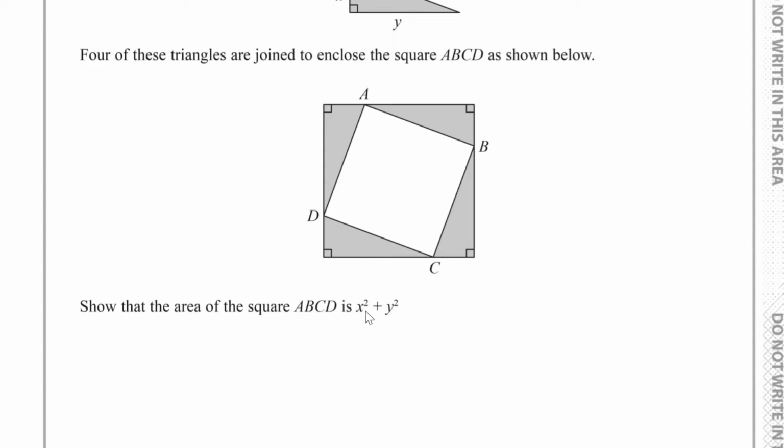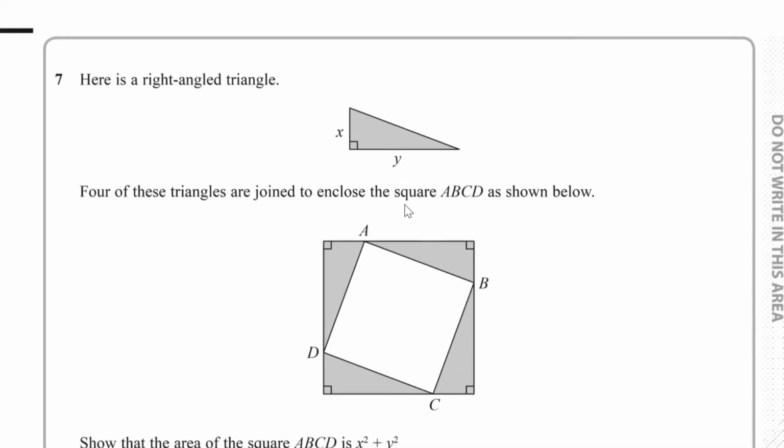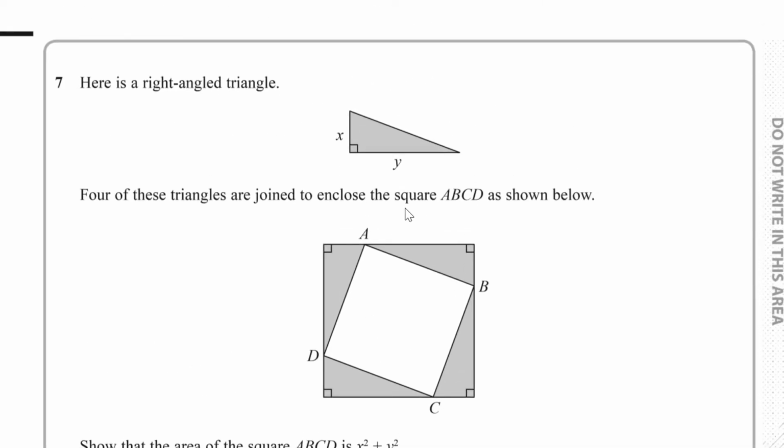Okay, so we're looking for the area of the square ABCD. Now, what we can do here to find out that area, well, we can find out the area of the larger square, then subtract off these triangles here, and that will help us find the area of the shorter unshaded square.